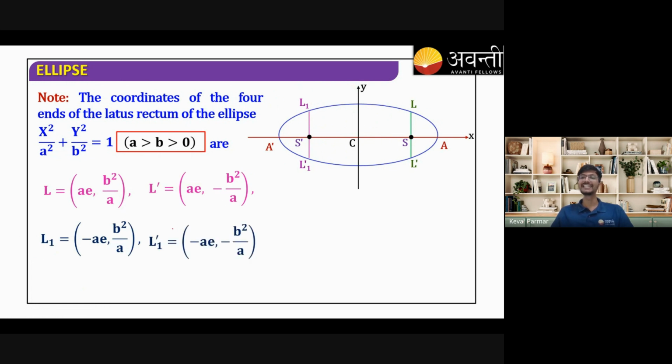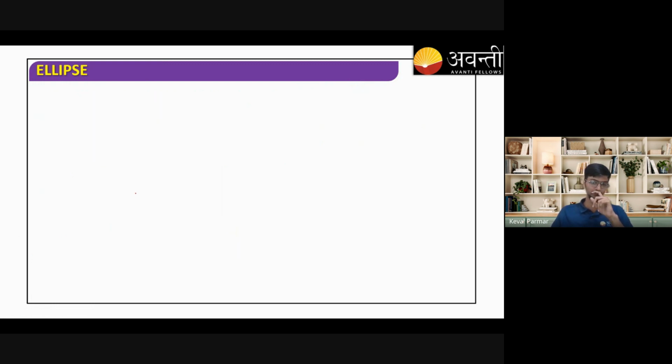Similarly, just adjust the sign. See, in the first quadrant, both are positive. L dash is in the fourth quadrant, so x is positive, y is negative. L1 is in the second quadrant, so x is negative, y is positive. That means the coordinates are the same, (ae, b square upon a); just adjust them according to the quadrants. Let's see what we have next.